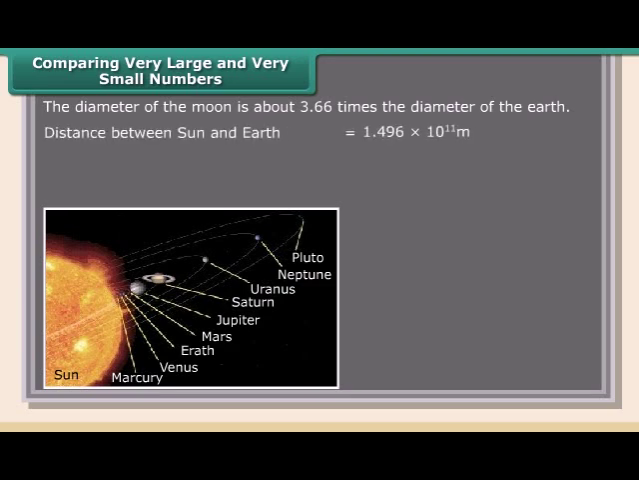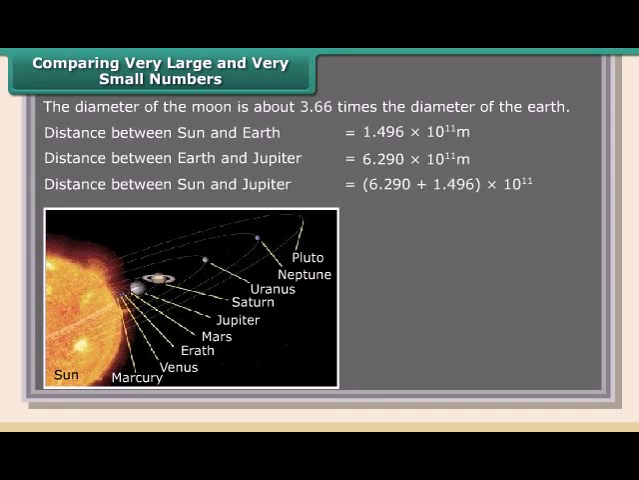Distance between Sun and Earth is 1.496 into 10^11. Distance between Earth and Jupiter is 6.290 into 10^11 m. Distance between Sun and Jupiter is equal to 6.290 plus 1.496 into 10^11, which equals 7.786 into 10^11 m.